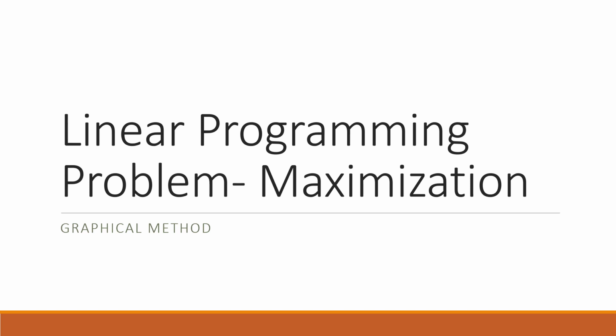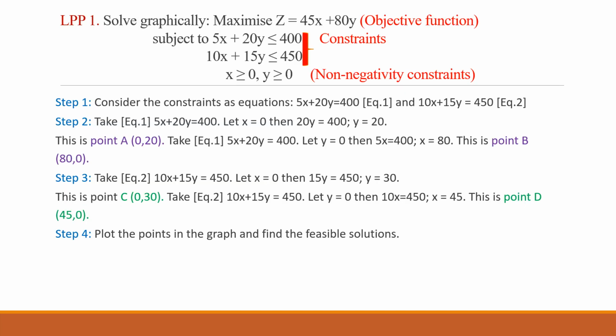Let us see how to solve a linear programming problem of maximization using the graphical method. Here is a problem in which we are asked to maximize the objective function Z = 45x + 80y, subject to two constraints: 5x + 20y ≤ 400 and 10x + 15y ≤ 450. The non-negativity constraints as usual are x ≥ 0, y ≥ 0.